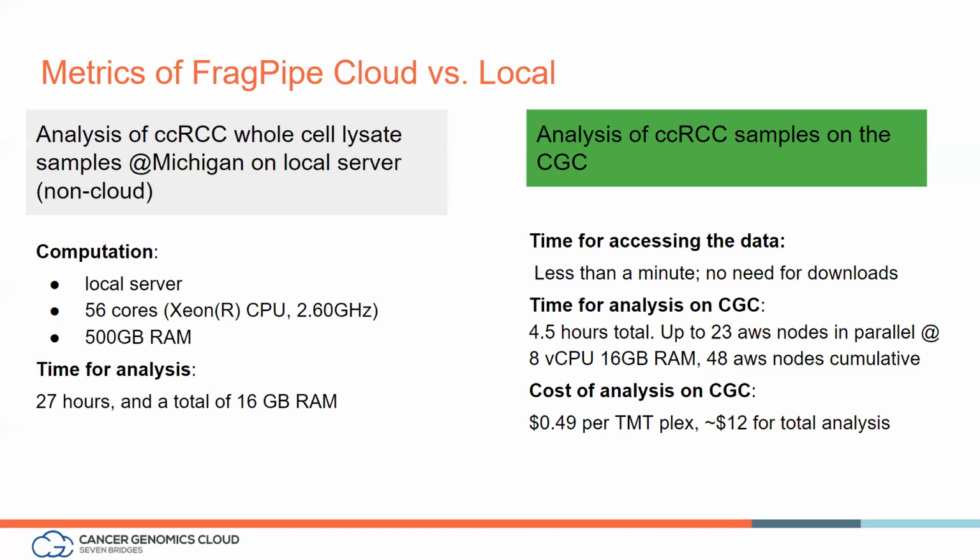For the project, we used a local server that was provided to us by the University of Michigan. That's a blade server with 56 Xeon cores, a pretty high efficiency device, with about 500 gigs of RAM. And for the analysis, it took us about 27 hours and 16 gigs of RAM.